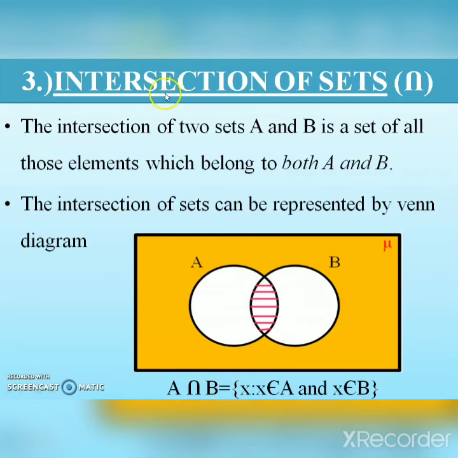By the name intersection only, we can see there is something which is intersecting, something which is common. So this is the Venn diagram here. So A intersection B is equal to x belongs to both A and B.